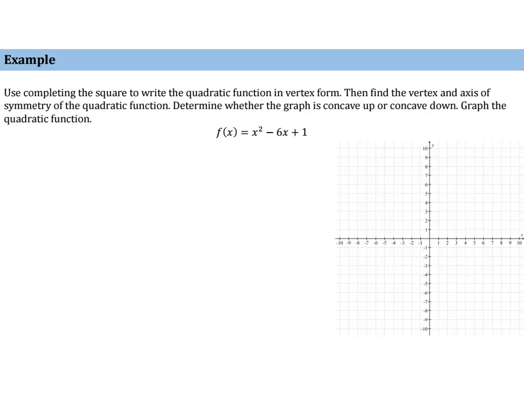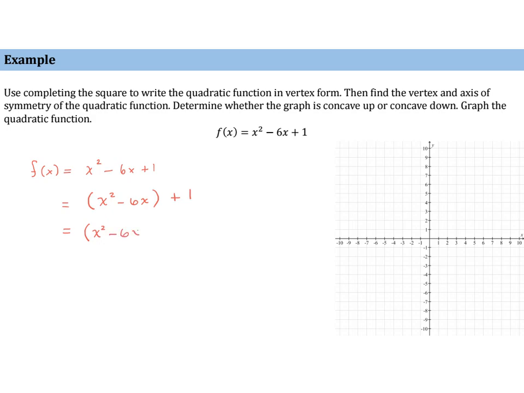So we're going to take f of x equals x squared minus 6x plus 1, and we're going to complete the square to write it in vertex form. That plus 1 is not what we need, so let's group the first two terms and just focus on those. Now we'll still write the plus 1. But now, how do we complete the square on x squared minus 6x?